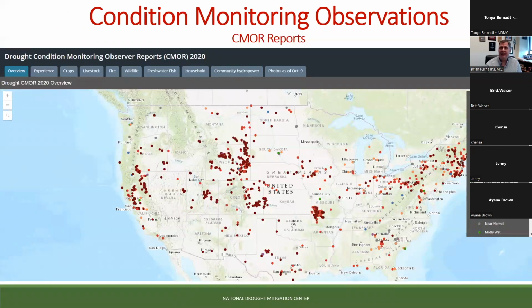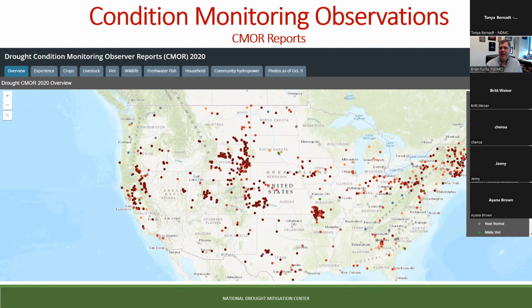So this is just an example of the CMOR reporting from 2020. Each one of those dots is where we had a report, and the map is actually interactive. So if you hover over one of these dots, you would be able to see what was submitted at that point in time. And you can see on the far right-hand side, there is a scale of dryness. So these people are using this scale to determine how wet or dry it is. You see a lot of this comes in when it's dry, but it would be great to see these when it's wet as well.